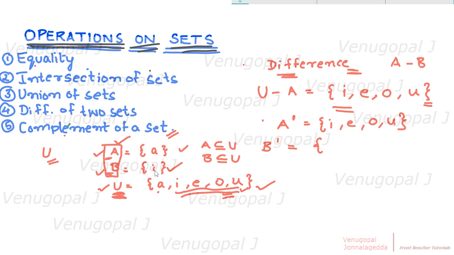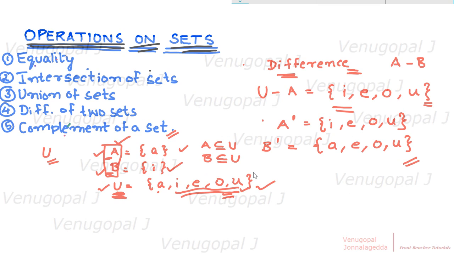For differences, we first find the common element. The common element is I. We remove that element and then we get A, E, O and U. This is the complement B. Okay, I'm sure this must be clear. Just remember these points.